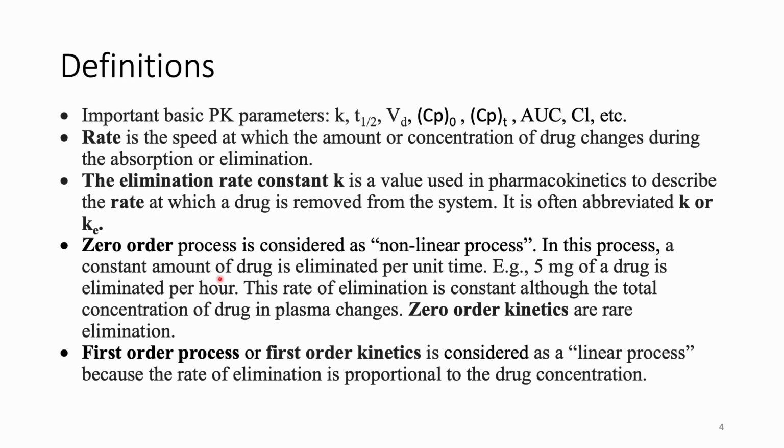There are two important orders in PK: zero order and first order. Zero order is also called nonlinear process. In this process, a constant amount of drug is eliminated per unit time. For example, 5 mg of a drug is eliminated per hour. This is zero order kinetics.